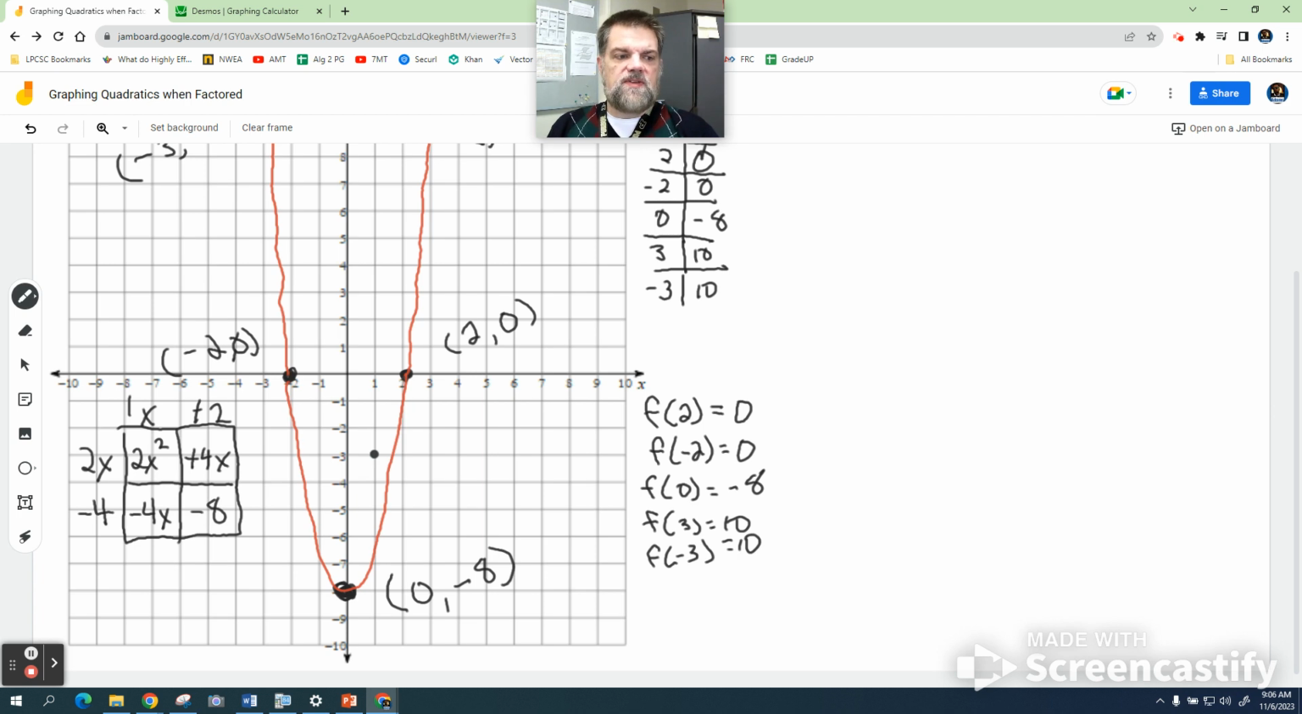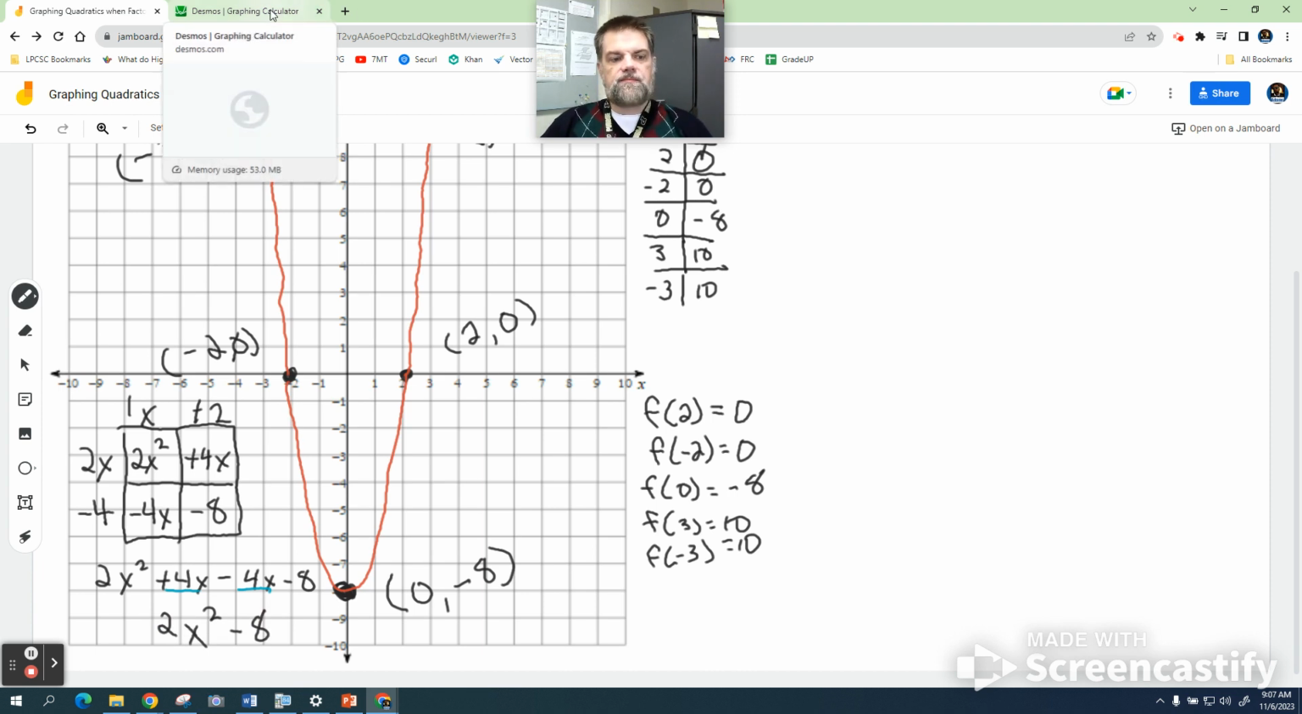So what we're going to do then is we're going to write this out. 2x squared plus 4x minus 4x. Man, I've been doing this a lot. That's so funny to me. All right. So when we combine like terms, what happens? Those cancel out, right? So then I'm left with just 2x squared minus 8. I'll give you a second to write that down.